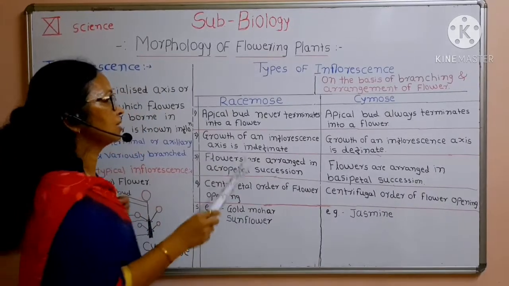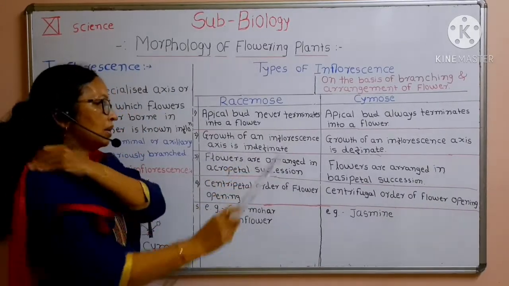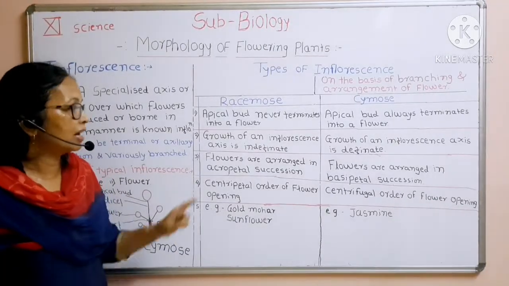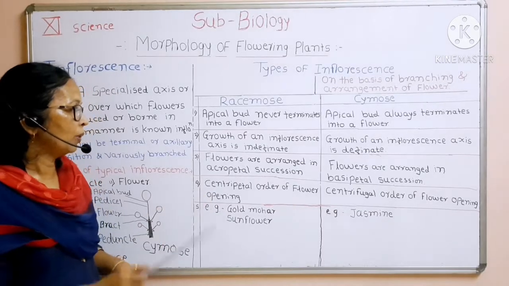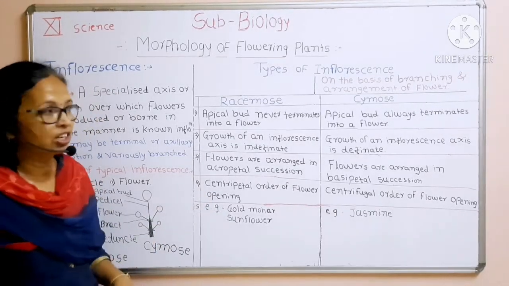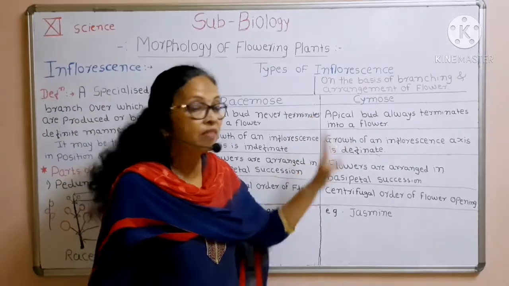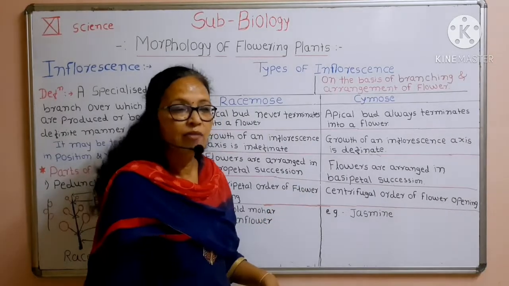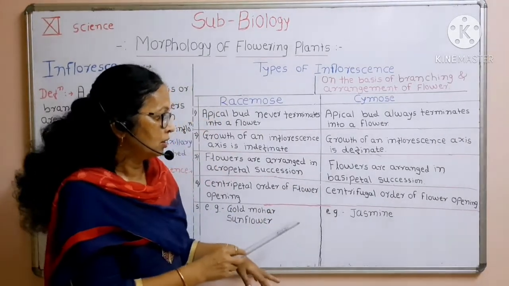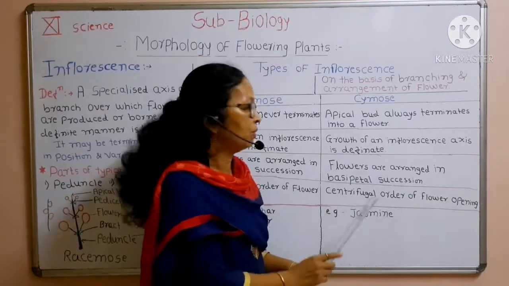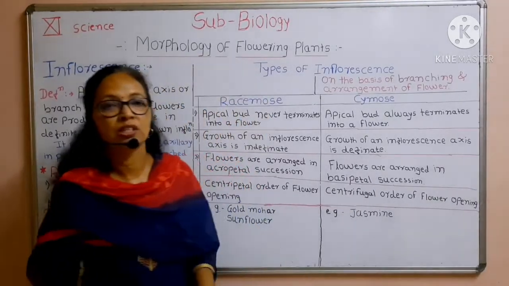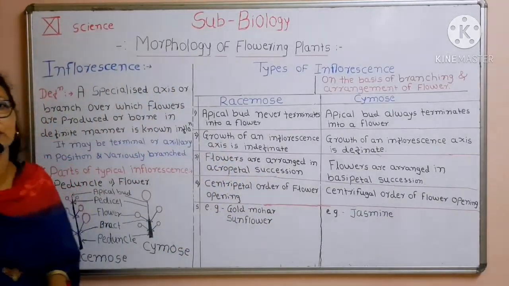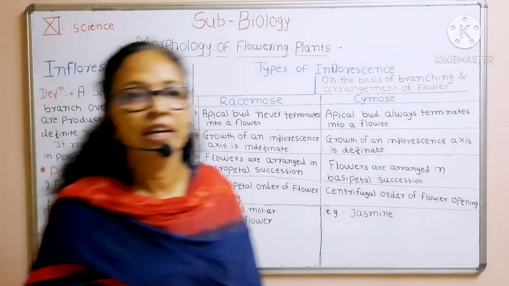In racemose inflorescence, the apical bud never terminates, the growth of the inflorescence axis is indefinite, the order of opening is centripetal, and the flowers are arranged in acropetal succession. On the other hand, in cymose the apical bud always terminates into a flower, the growth of the inflorescence axis is definite, the flowers open in centrifugal order, and the flower arrangement is basipetal succession. So this is about the types of inflorescence. Then we turn towards the significance of inflorescence.